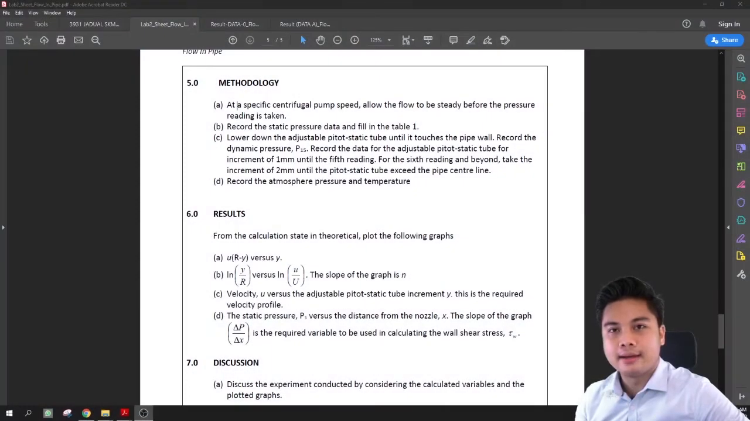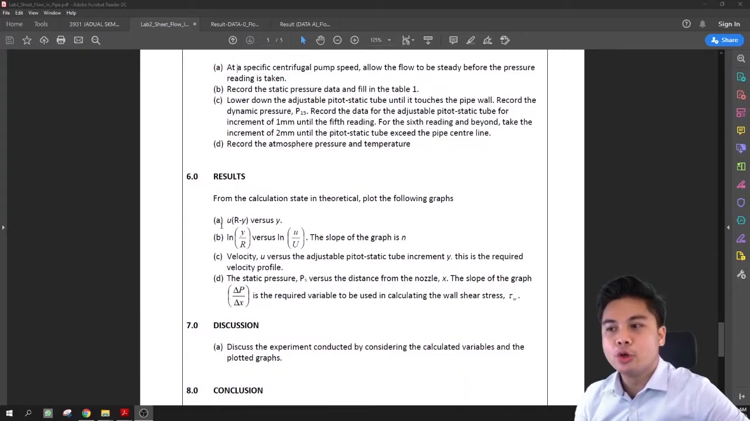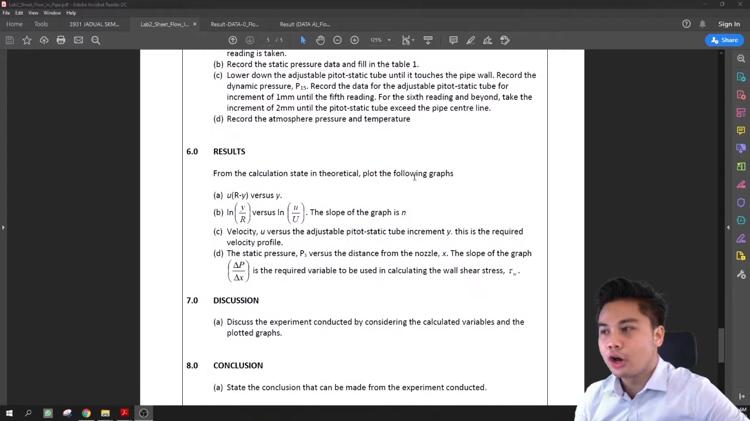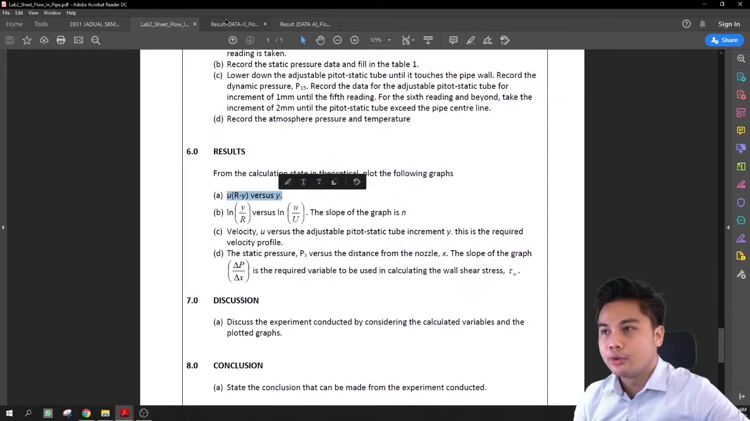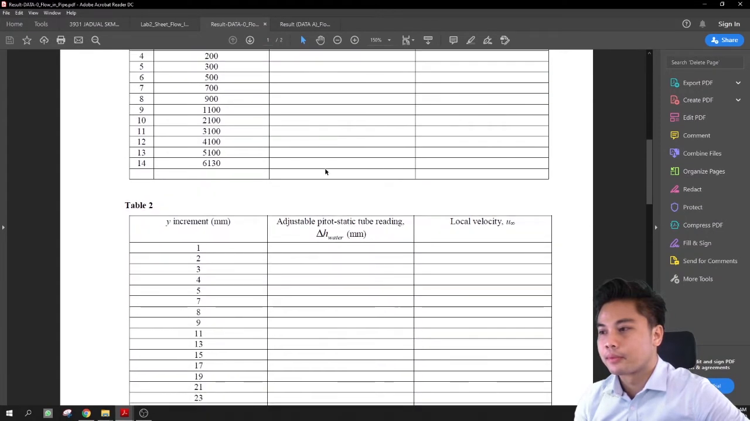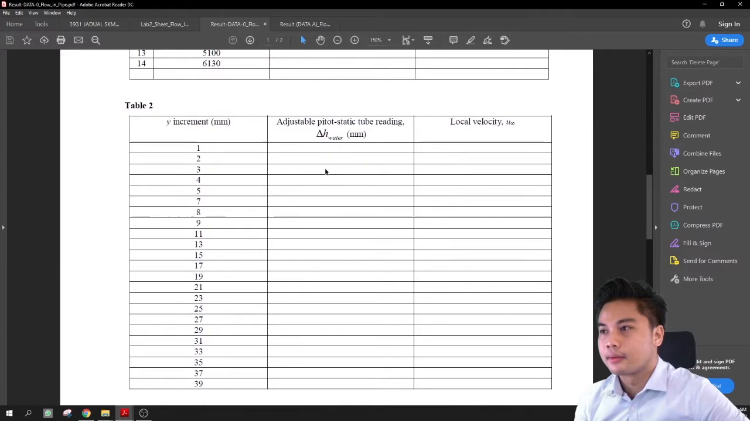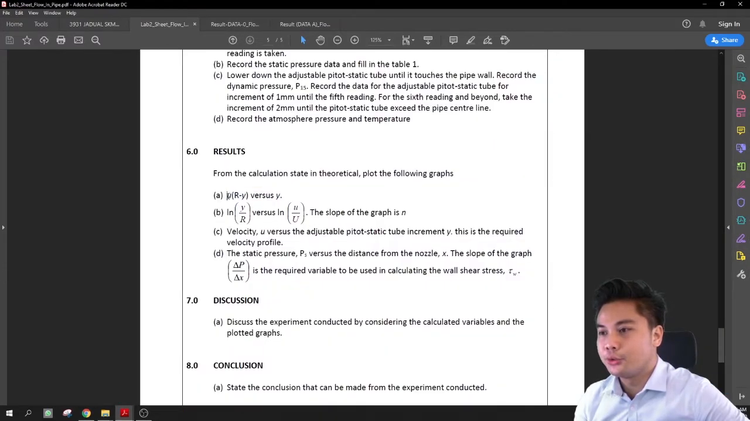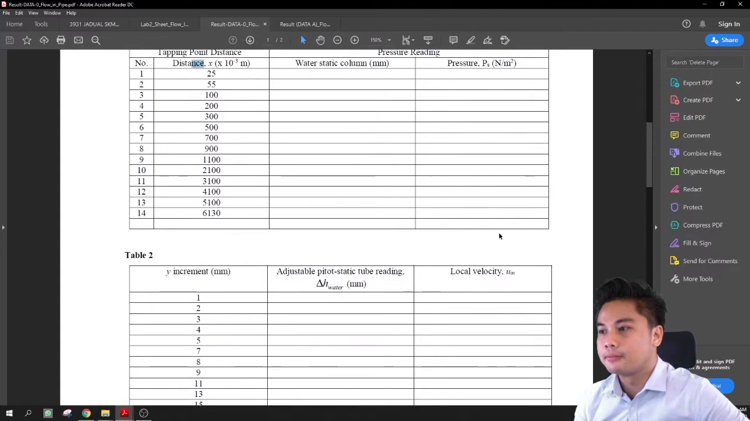Now you have seen how the methodology works when you set up the experiment. Alright, now we go to the results, where you need to plot the graph U(R minus Y) versus Y. This is what you get from your calculation. I believe I have explained to you: U, the velocity, and R minus Y, you have to plot another column in this graph.